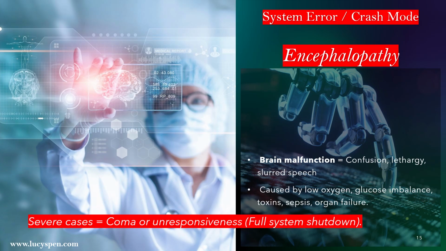Encephalopathy. I consider that a system error. It's alerting us that our body is in crash mode. Brain malfunction equals confusion, lethargy, slurred speech. It's caused by low oxygen, glucose imbalance, toxins, sepsis, and organ failure. In severe cases, encephalopathy can cause you to go into a coma or become unresponsive. That lets us know that we're in full system shutdown and need immediate attention.